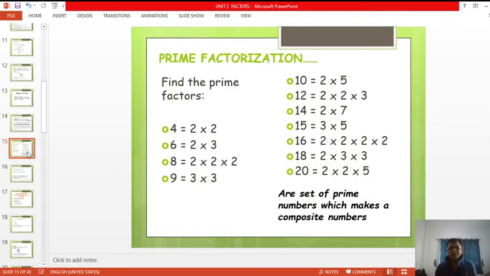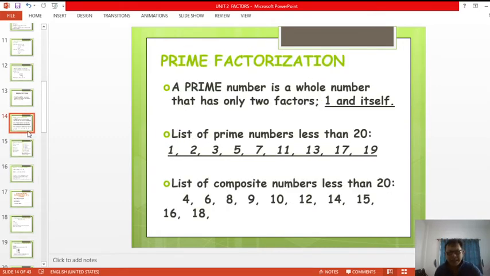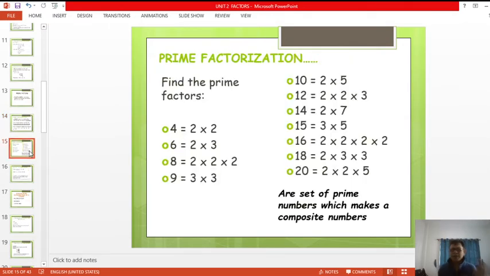So now we're going to learn about prime factorization. So what is prime factorization? Before that, we'll try to analyze. Remember, we have this list of composite numbers. If we notice, composite numbers are a product of prime numbers. Let's look at it.